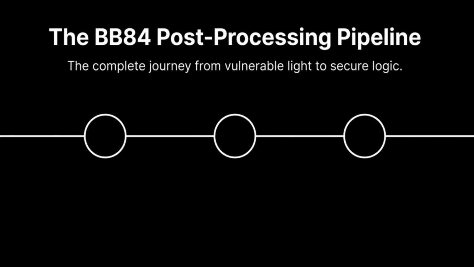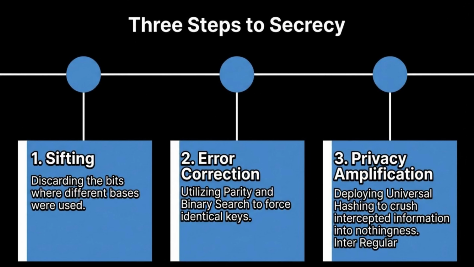Finally, we execute privacy amplification. By running those identical keys through a universal hash function, we trigger total information evaporation. This process crushes any partial knowledge held by an eavesdropper, leaving us with the ultimate result, a concentrated, secure secret key. This pipeline is what transforms quantum mechanics from a laboratory curiosity into a rock-solid cryptographic reality. Jennifer and John now share a secret that is protected not just by a password, but by the fundamental laws of the universe. We have reached the end of our deep dive into the BB84 Post-Processing Pipeline.